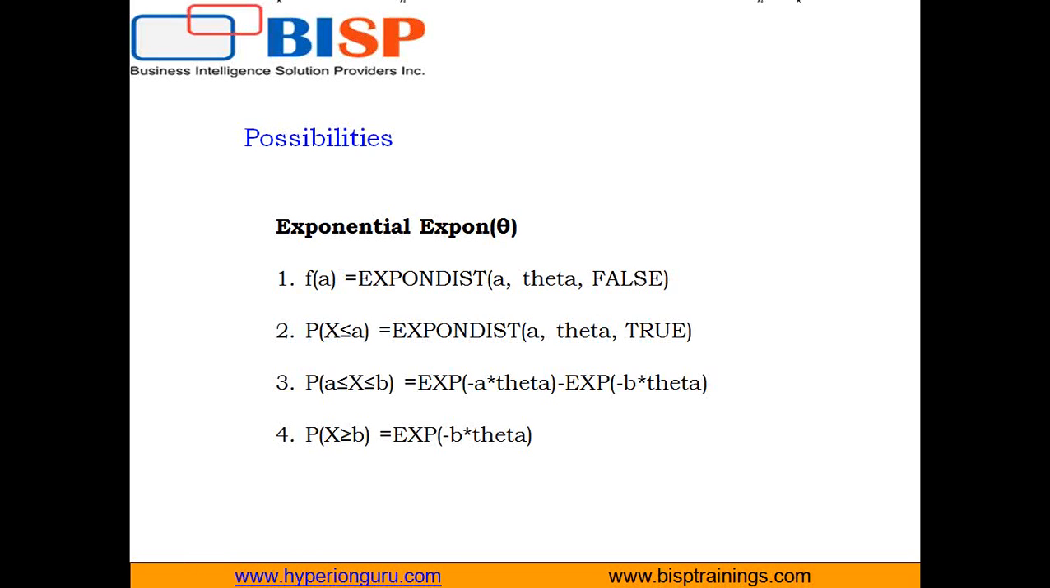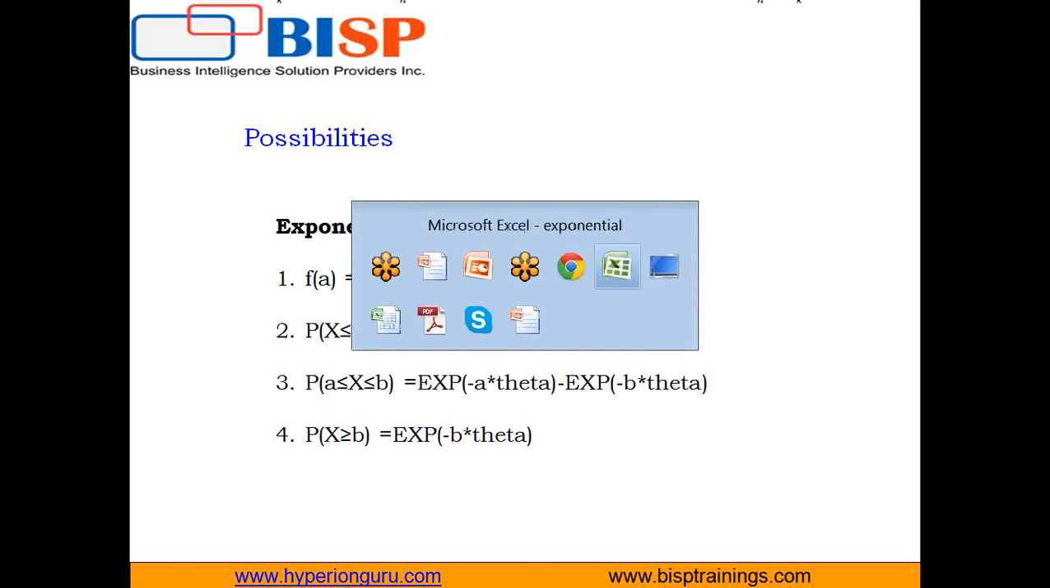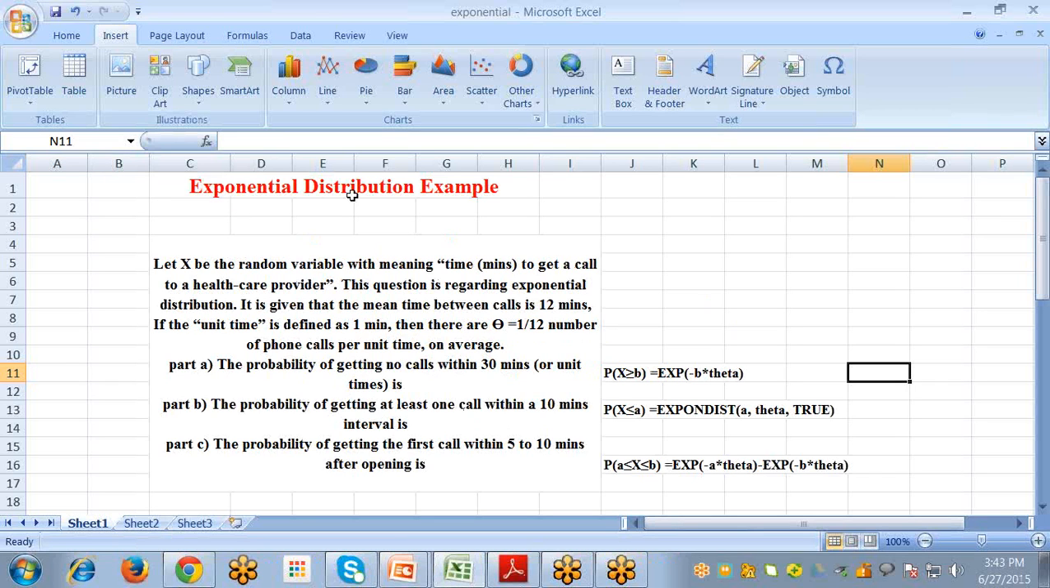So how this actually works, I'm going to tell you with the help of a simple example of exponential distribution. Let's suppose x is a random variable, the time to get a call to a healthcare provider. This question is regarding exponential distribution. We are given a mean time of 12 minutes, so lambda will be 1 by 12 phone calls. Okay. So first we have to calculate the probability of getting no calls within 30 minutes.